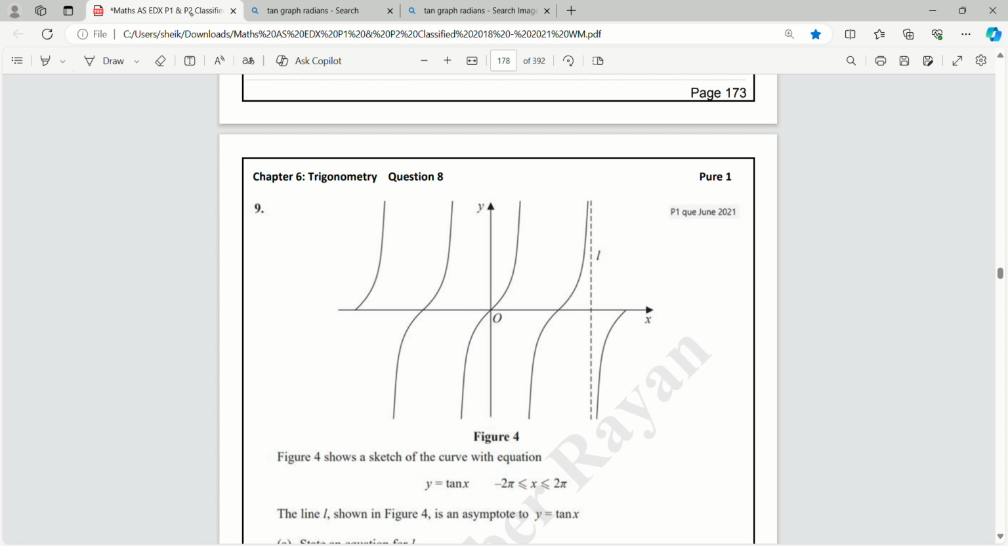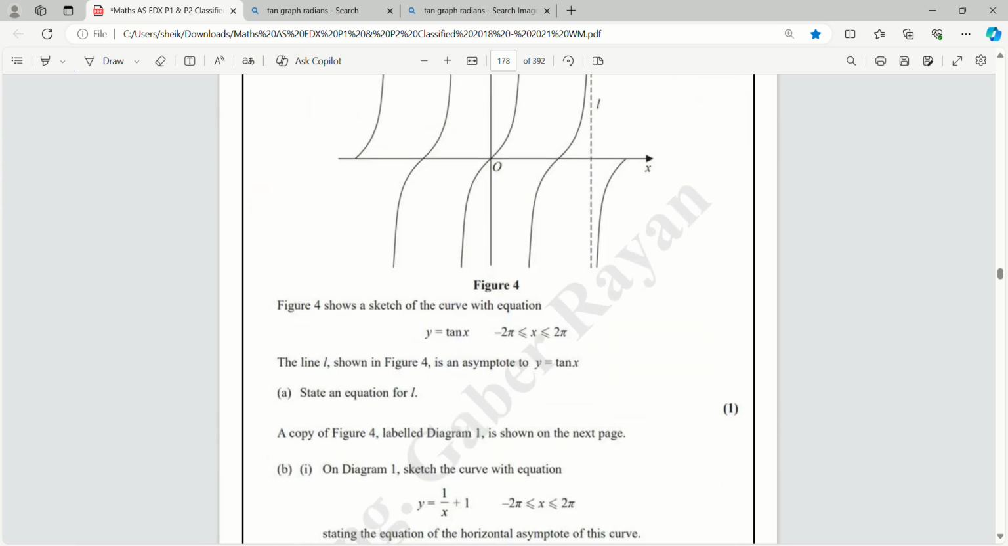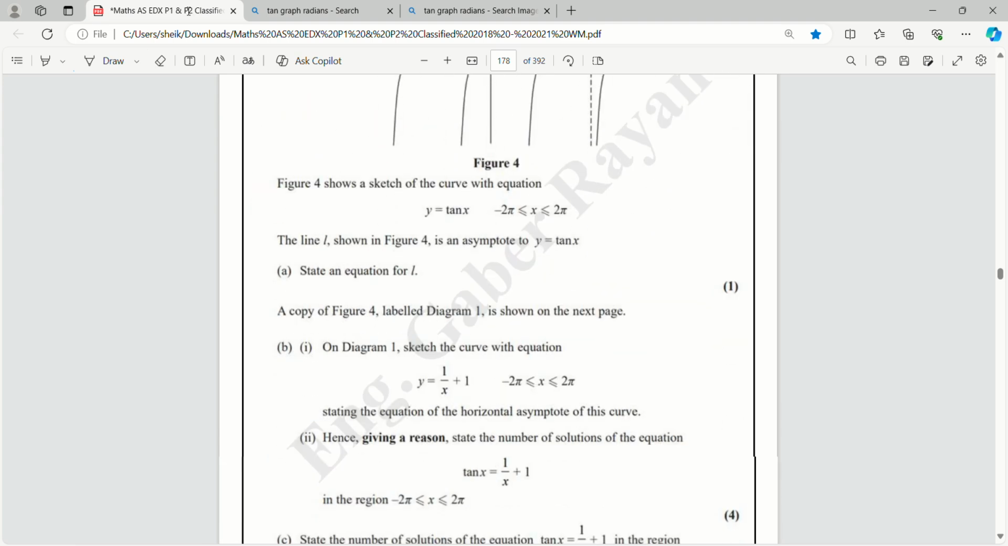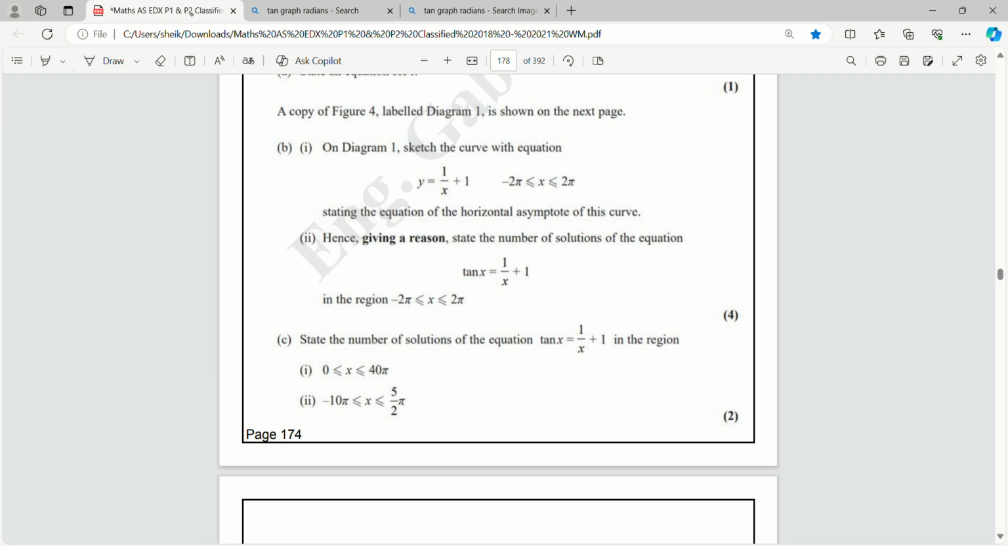Alright, so this is June 21, question number 9. This is the trigonometric transformation. The part that was left is the last one, question number C.